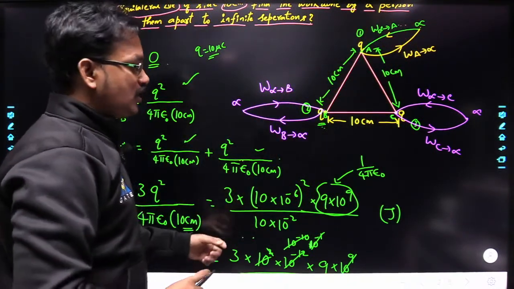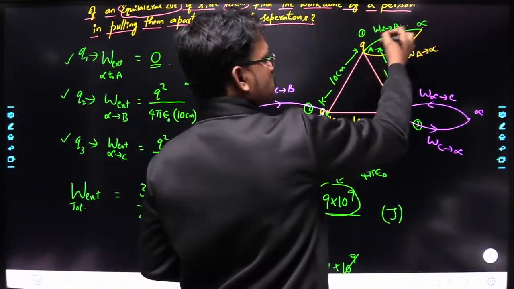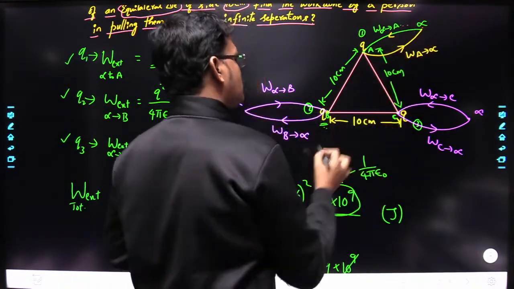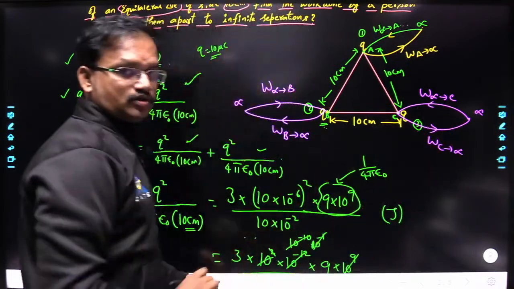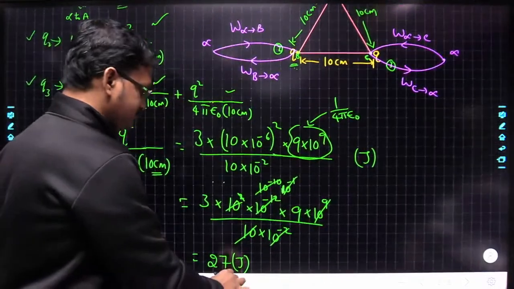Understood? Okay, so that means here, if you observe, the work done around this closed path must be equal to what? Here it must be equal to 0. Here also it must be equal to 0. Here also it must be equal to 0. Understood? Okay, so here what I can write, see here.